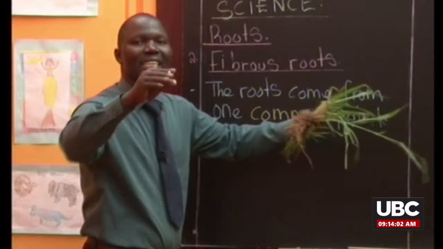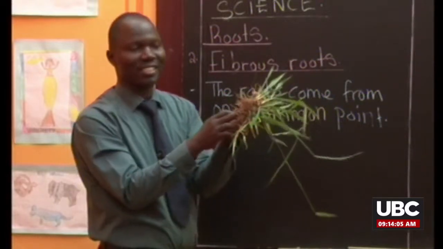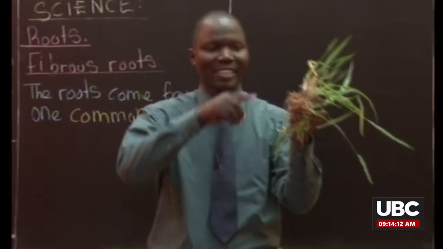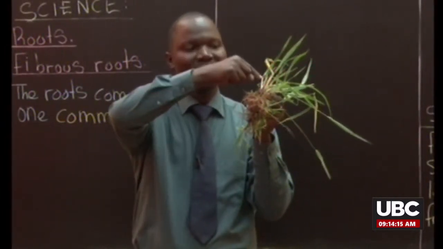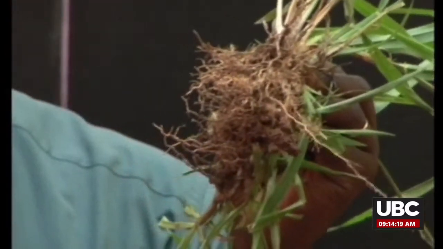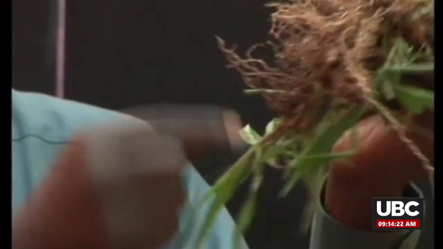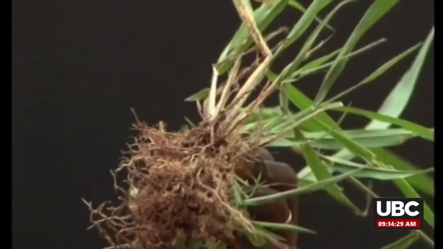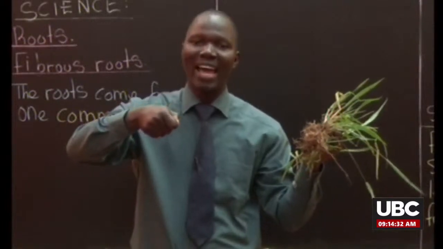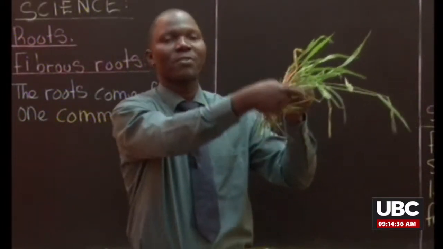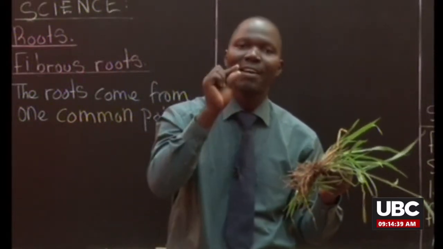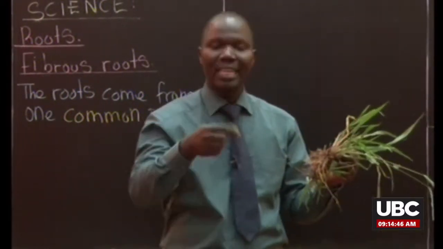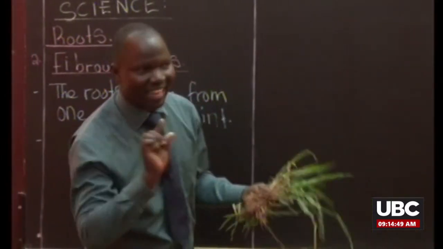They spread in different directions. Look at this one. It's going in its own direction. This one is going that side, this one that side, this one going down, this one coming to me, and these ones are going to where you are, in those different directions. So when you uproot a plant and you see this type of root, then you know that is a fibrous root. So we say, from the common point, the roots spread in many directions.